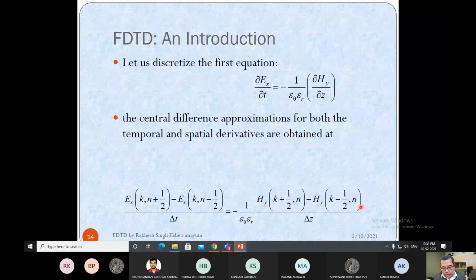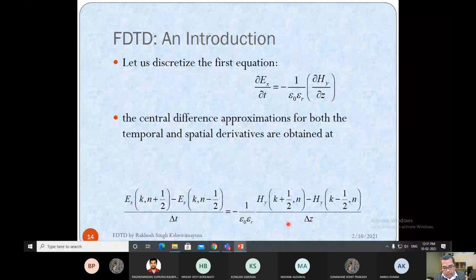See, in the real situation, we should actually have k delta z here, and n plus half delta t and n minus half delta t here. That's what we are doing. We are calculating Ex at n plus half delta t at k delta z, and Ex at n minus half delta t at k delta z, and we divide it by delta t, so it becomes a partial derivative. Similarly, we are calculating Hy at k plus half delta z and minus Hy at k minus half delta z, divided by delta z. This is what we are doing.